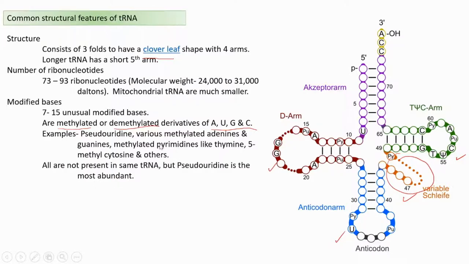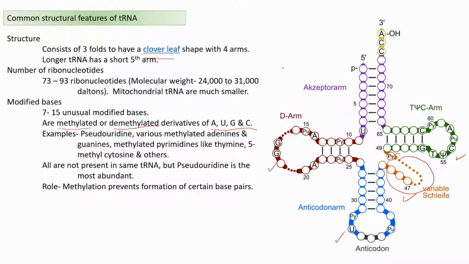And all these bases are not present together in the same tRNA. But the number of pseudouridine is more. It is more abundant, and commonly present in all types of tRNA. What is the role of this modification? What is the significance? The methylation prevents the formation of certain base pairs.